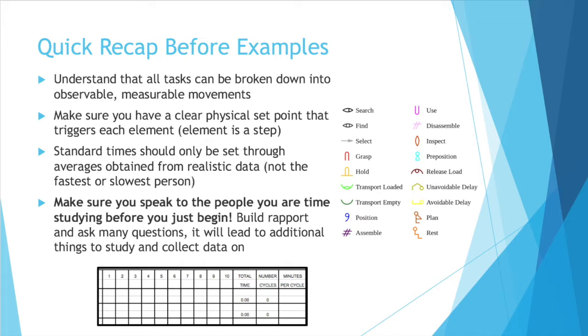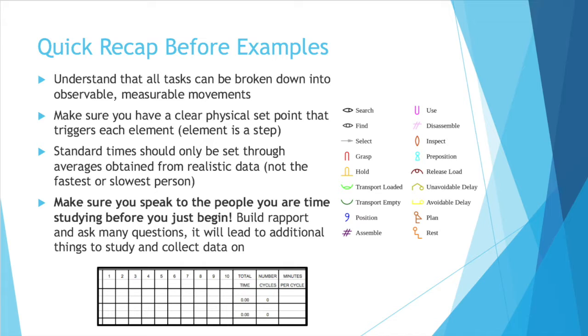Standard times should only be set through averages obtained from realistic data. So don't only time the fastest person on the machine, the fastest assembler. But then, on the flip side, don't just time the slowest people. Time a few people that aren't the fastest and aren't the slowest and average those times together. Then you will get a true idea of how long something should take.